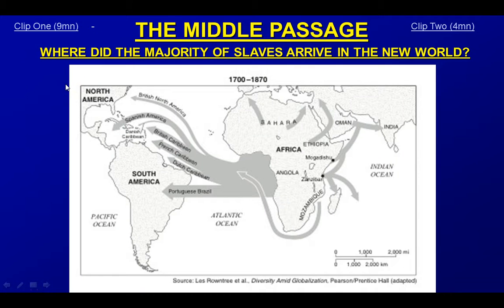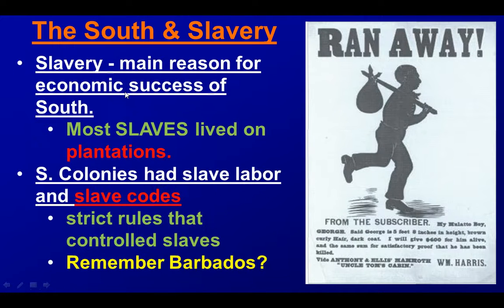And this chart does show pretty significantly where most of them are going. West Africa into most of the Central and South America, but we of course will be focused on British North America and the British colonies. The South and slavery, it is really the major reason why the South is successful economically. It is based on plantations and the plantation economy.